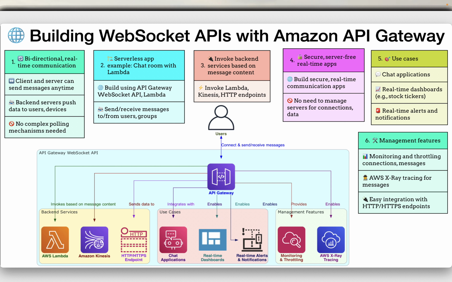API Gateway provides WebSocket API management functionality such as monitoring and throttling of connections and messages, using AWS X-Ray to trace messages as they travel through the APIs to backend services, and easy integration with HTTP, HTTPS endpoints.